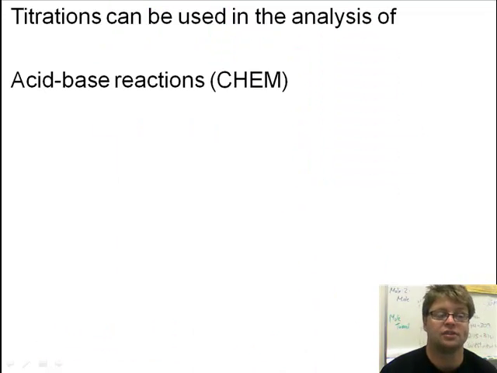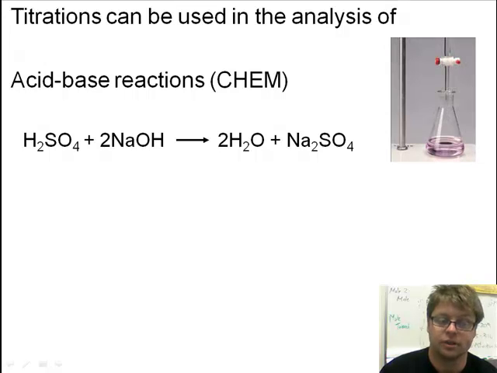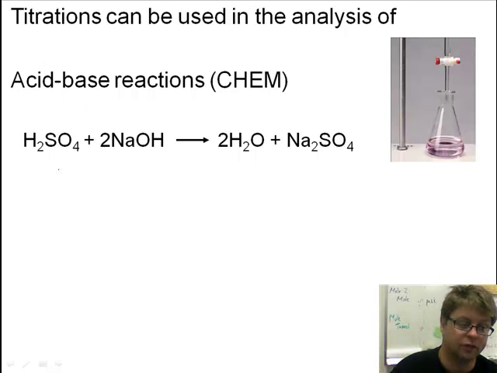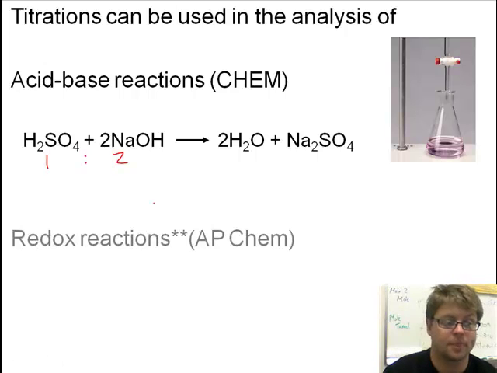Titration can be used in the analysis of acid-base reactions, which is what we're going to do in our class tomorrow in chemistry. So here is a sulfuric acid plus sodium hydroxide reaction. This reaction, you'll notice, is a little bit different. What's the ratio between the sulfuric acid and the sodium hydroxide? Here you've got 1 of these to 2 of these. It's a 1-to-2 ratio. So the ratio is a little bit different. You have to pay attention to that in the analysis.